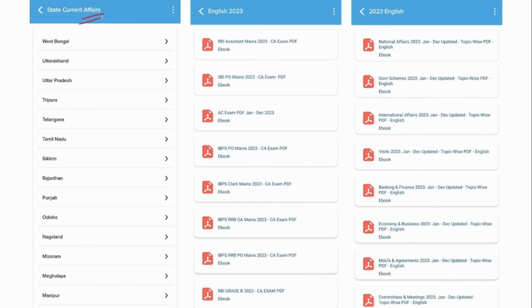We also provide state level current affairs. So this will be very helpful for students who are preparing for state level exams. For example, if you are preparing for Tamil Nadu state level exams, then you can click this tab and you will be able to see all the current affairs or news related to Tamil Nadu.